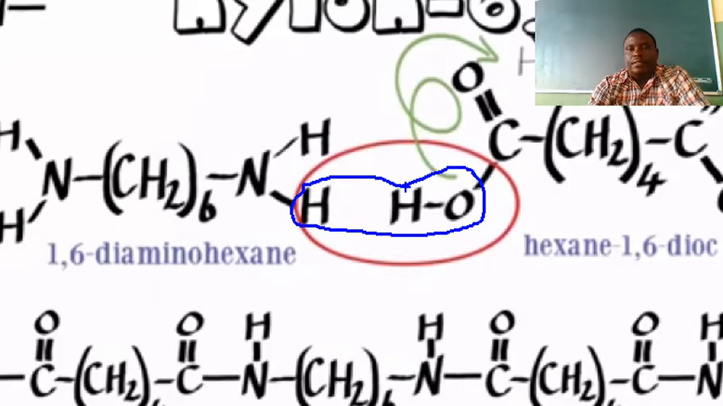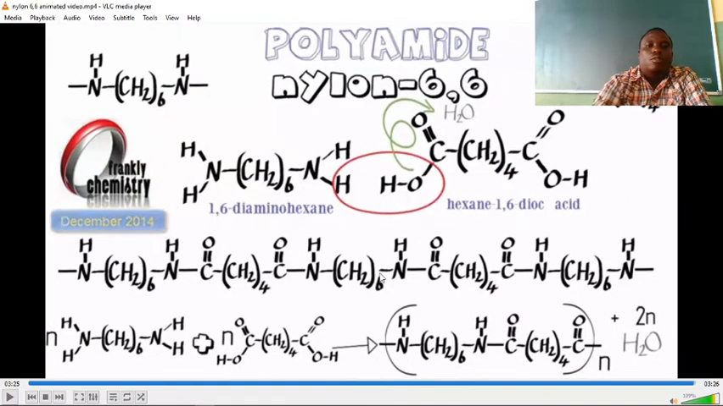It comes from the amide. So you see, this bond is called the amide bond, where we link two monomers, and then we are left behind with a molecule of water. This molecule of water is released to equilibrate, to have a balanced equation. You will use 2N on this molecule of water. This N is the degree of polymerization.